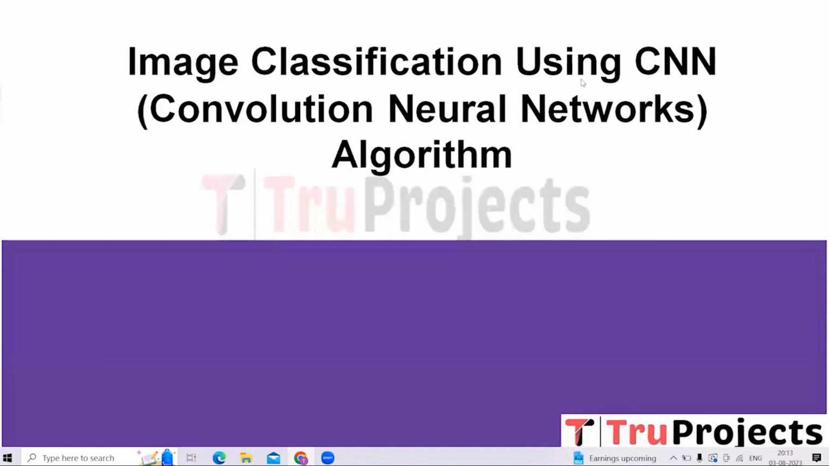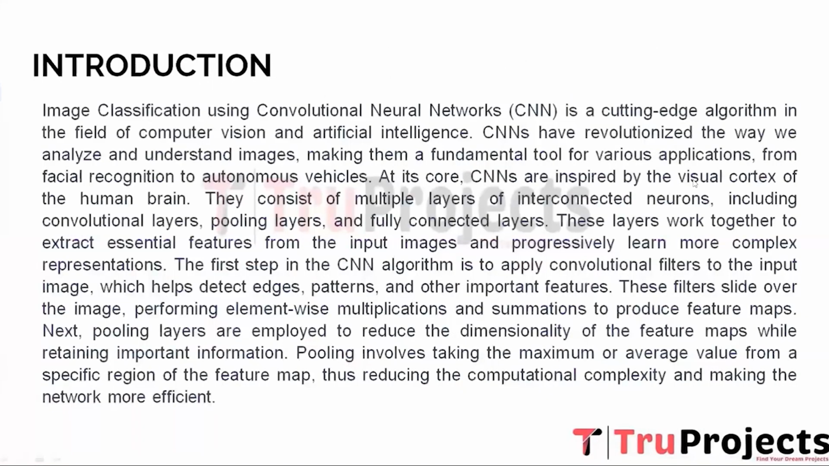called image classification using CNN, that is convolutional neural networks algorithms. So now coming to the introduction part, image classification using convolutional neural network algorithm is a powerful algorithm that has revolutionized computer vision applications. By mimicking the human visual system and utilizing a hierarchical approach, CNNs can efficiently learn to identify and classify complex patterns in images, providing us with unprecedented accuracy and insight.